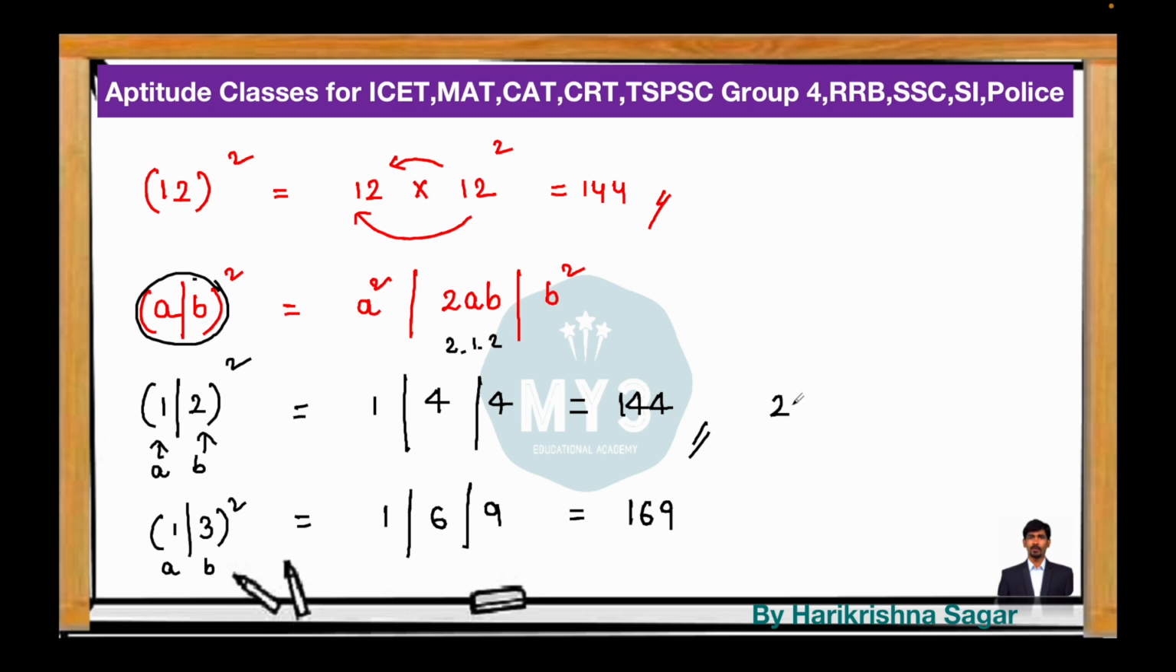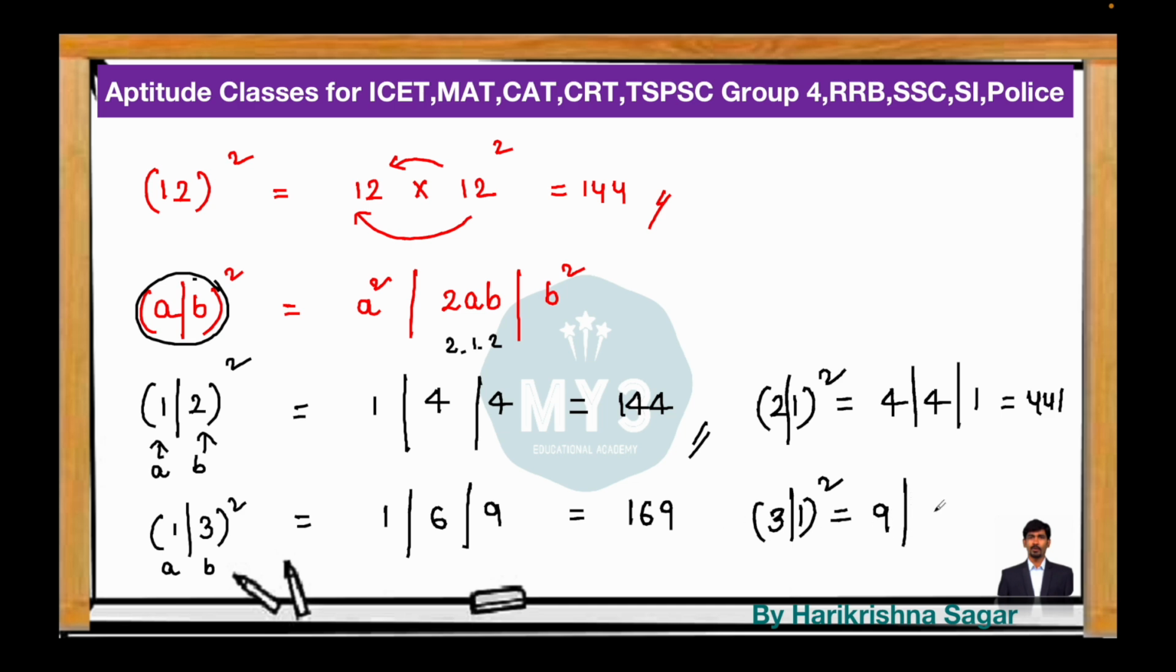For example, 21 square is required. So 21 square, I am just taking like this. 2 square is 4. 2AB is nothing but 4. And 1 square is 1. Mark the answer 441. For example, 31 square is required. So 3 square, which is equal to 9. 2AB is going to be 6. 1 square is 1. Mark the answer as 961. Like that, you can find out the square of any number.